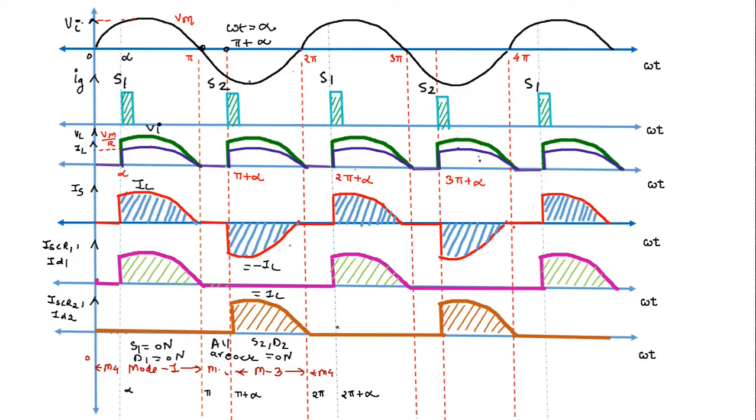Next mode is mode number 4. Mode number 4 starts from omega t equals 2 pi to omega t equals 2 pi plus alpha, before the next triggering pulse is given to the S1 SCR. As we have studied, it is the same as mode number 2. That means all the devices are off in this condition. That means no load voltage, no load current, no source current, no SCR currents, no diode currents we will get. So everything is 0 in this mode number 4, as we have studied in mode number 2.